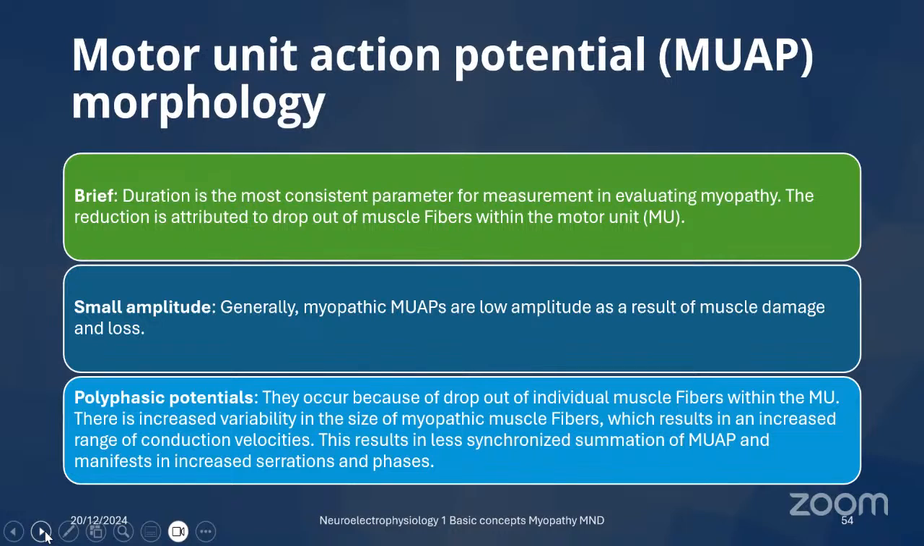Small amplitude, generally myopathic MUAPs are low in amplitude as a result of muscle damage and loss. The polyphasic potentials occur because of a dropout of individual muscle fibers within the motor unit. There is increased variability in the size of the myopathic fibers, which results in an increased range of conduction velocities. This results in less synchronized summation of MUAP, which manifests as increased serrations and phases in the morphology.